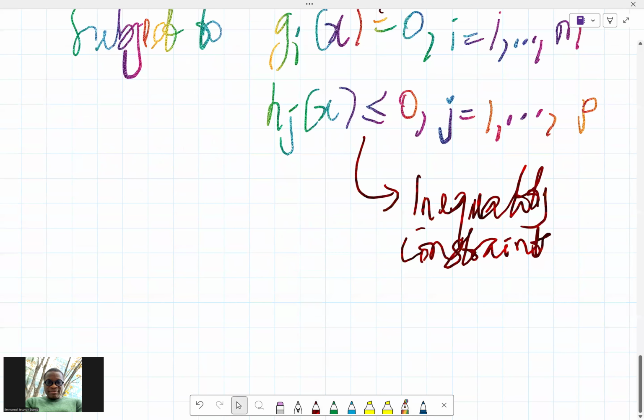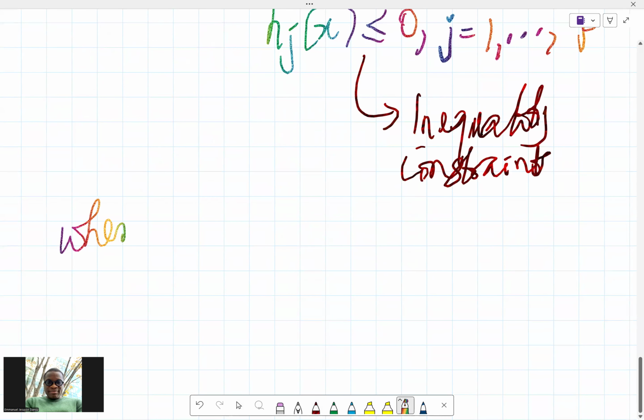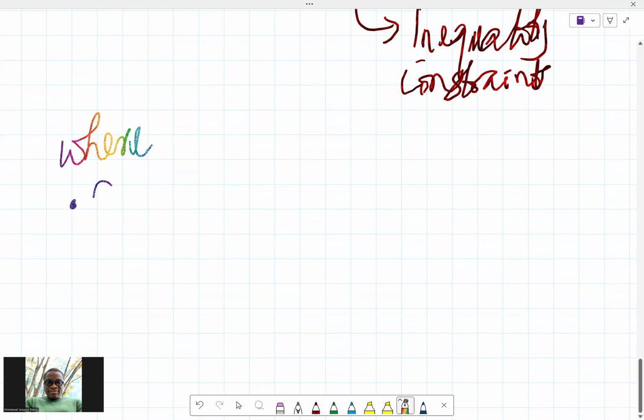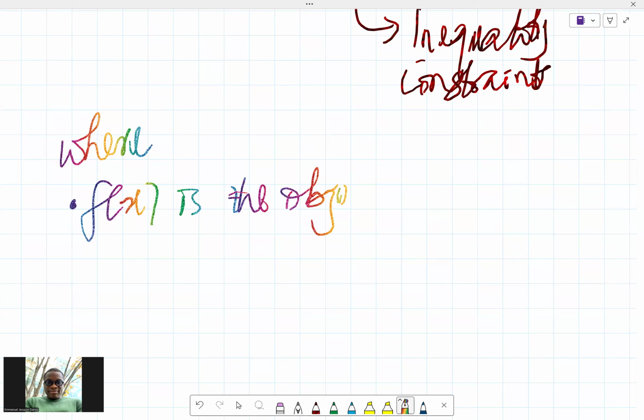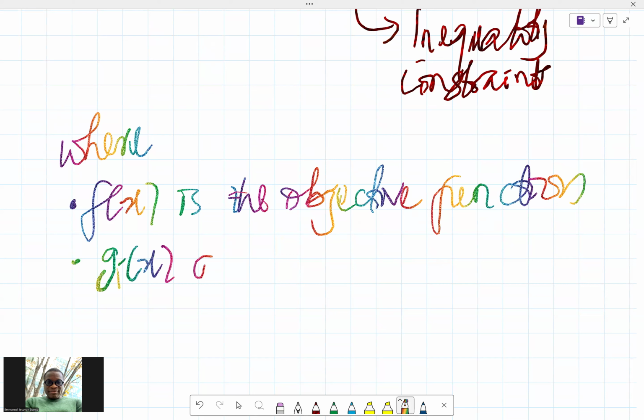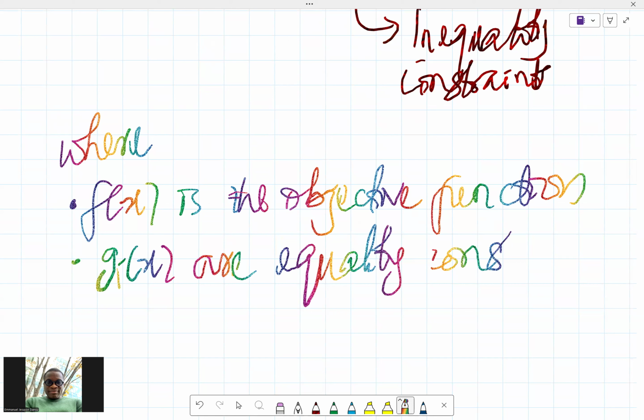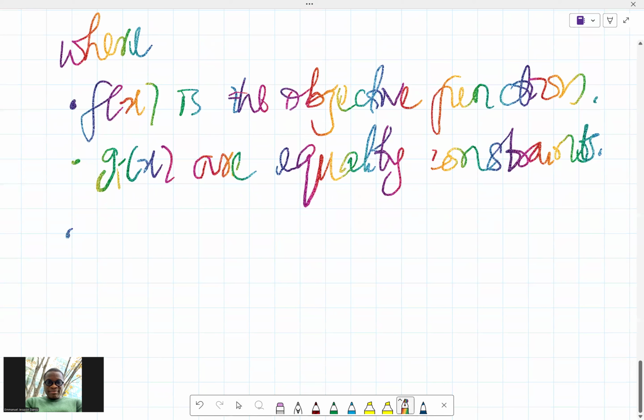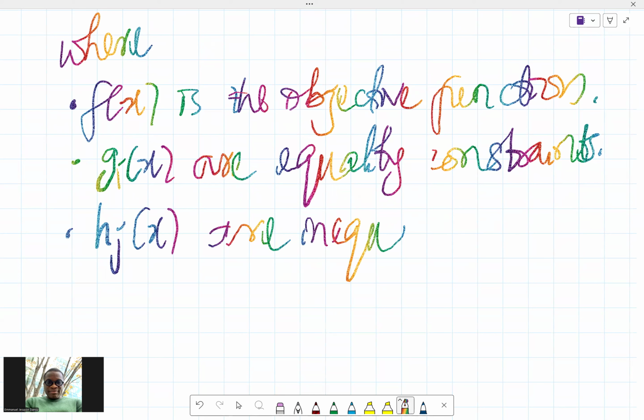But of course, what do the terms mean? f of x is the objective function, gi of x are equality constraints, and hj of x are inequality constraints, like I showed up there.